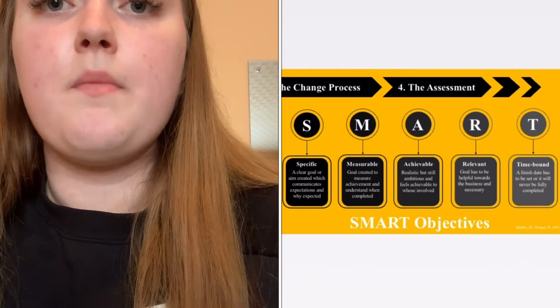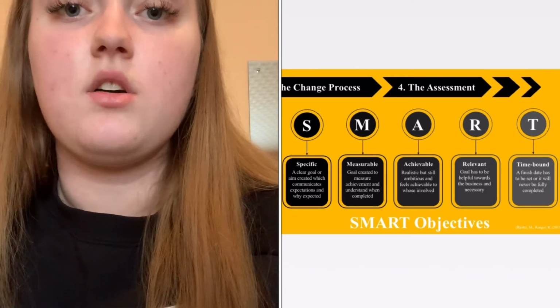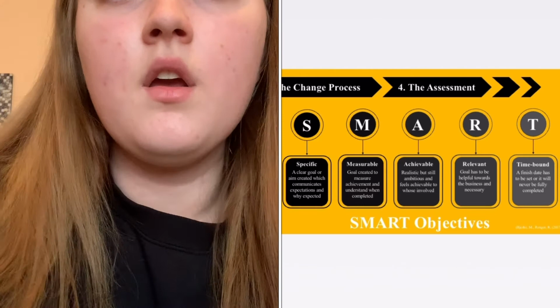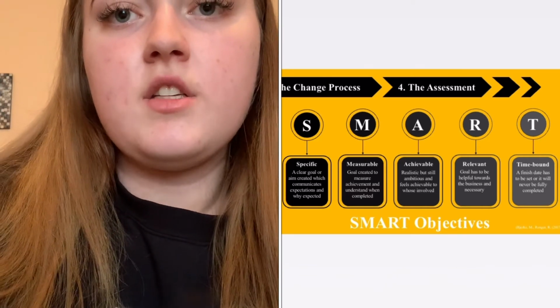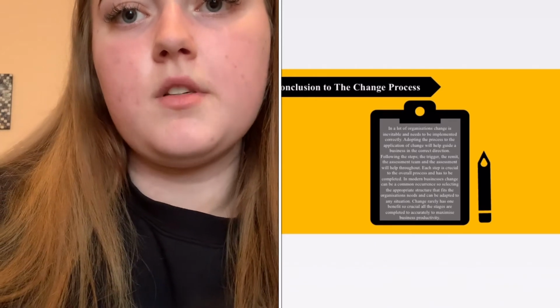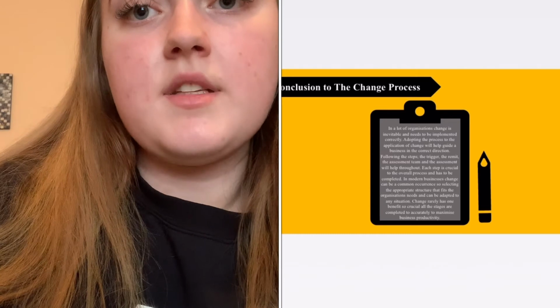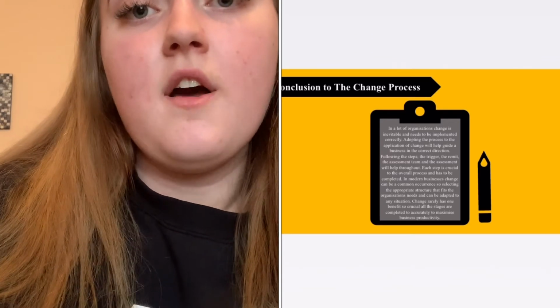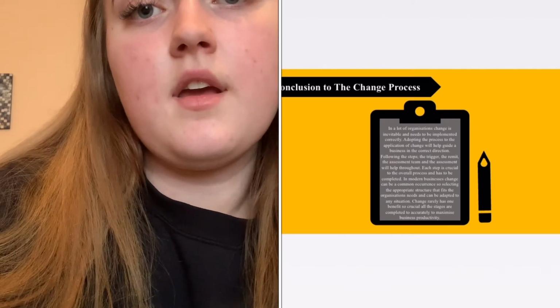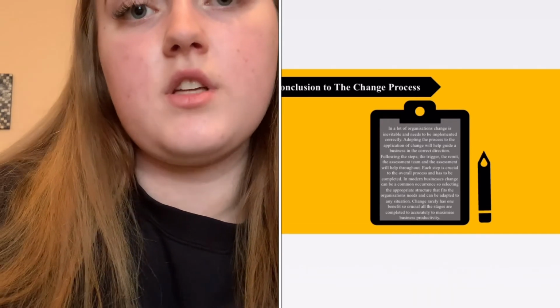Even though a strong goal benefits a business, the planning stage and implementation is still essential for success. A lot of organisational change is inevitable and needs to be implemented correctly to positively impact the business. Adapting the process will help guide the business in the correct direction. Following the 4 steps analysed will help throughout. Each stage is crucial to the overall process to achieve successful change.